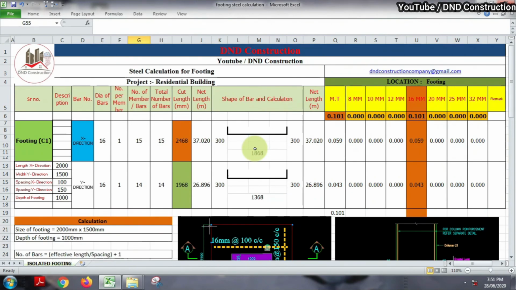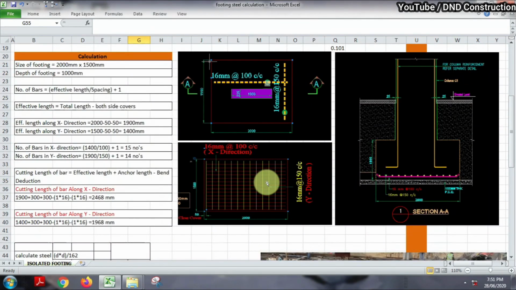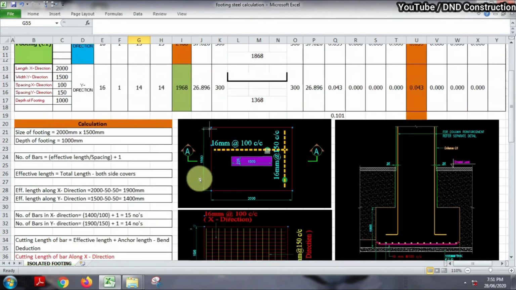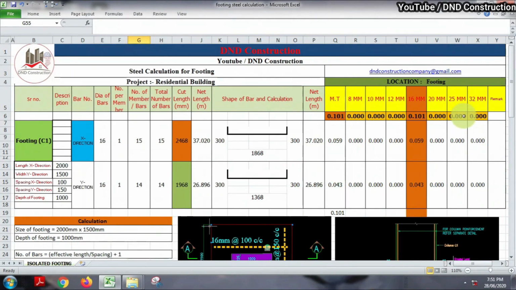I hope friends you have understood how to calculate steel quantity in an Excel sheet, and by using this drawing you understood how to read the drawing and how to calculate the actual steel, in this Excel sheet also.